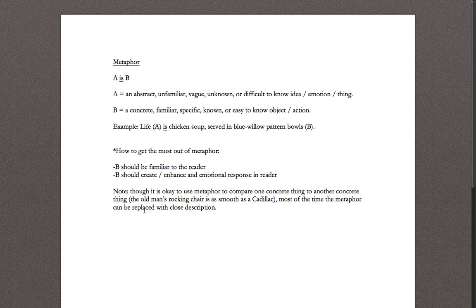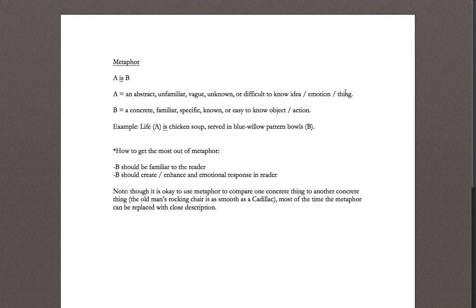So in this equation, A is B. A is the thing that is abstract. It's the thing that you're trying to make sense of or explain on a deeper level. So it's abstract, it is unfamiliar to the audience, it is potentially vague, meaning it's not specific or it's not clear. It might be completely unknown, this thing that you're trying to explain or describe, or it might be difficult to know. And it's either an idea or an emotion or a thing.